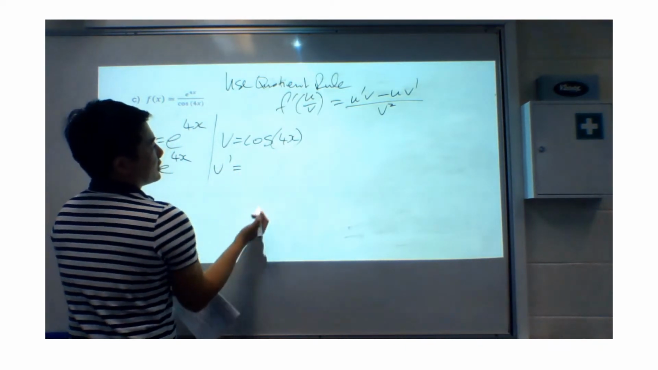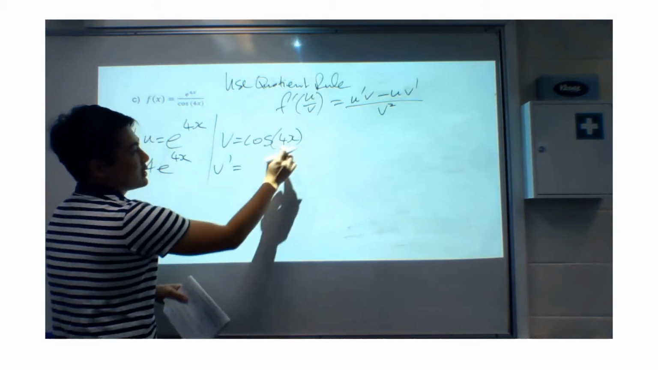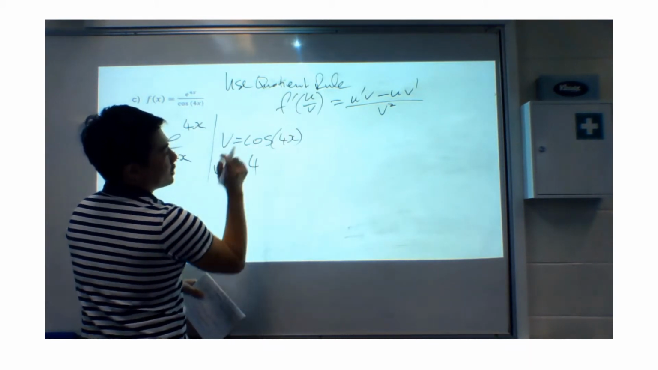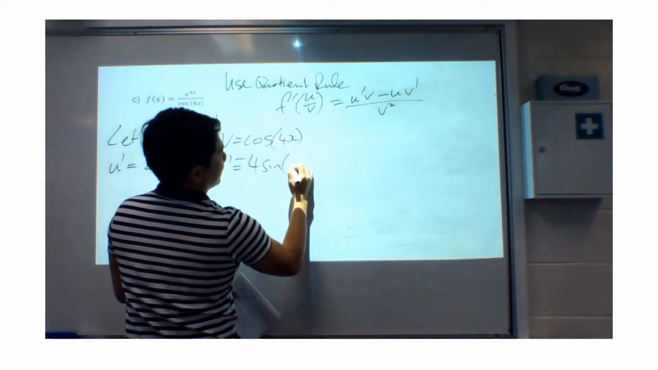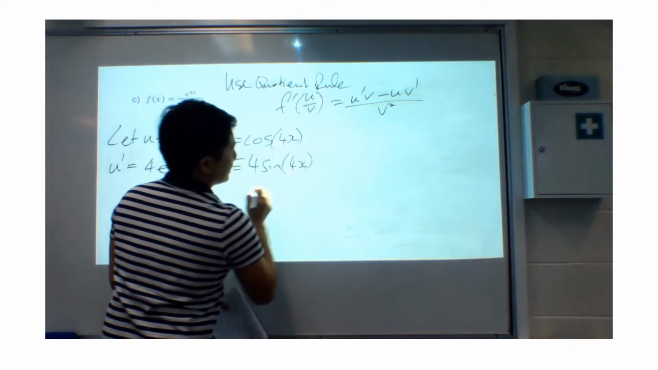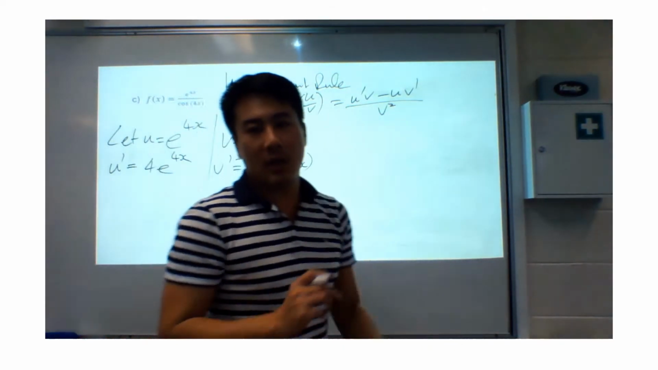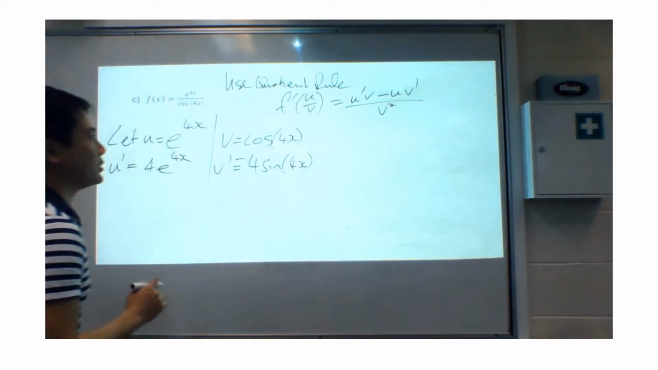Therefore, v dash is going to become, I'll bring what's inside, the derivative inside out. 4 cos will become a sine, so negative 4 sine 4x. Okay? So everything I need to populate this formula is here. Now let's just put it all together.